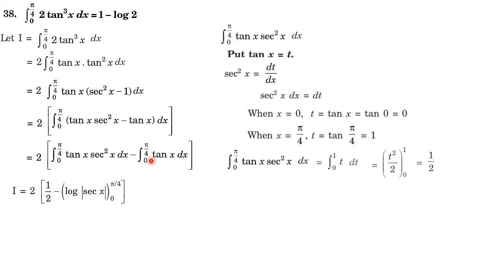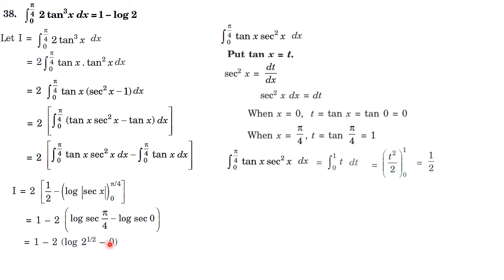Substituted. Then the integral of tan x is log sec x. Then apply the limit 0 to pi by 4. When we take this 2 inside, the 2 and the denominator 2 cancel and the balance will be 1, minus 2 into log, upper limit minus lower limit: log sec pi by 4 minus log sec 0. That is 1 minus 2 into log, 2 power 1 by 2, minus 0.